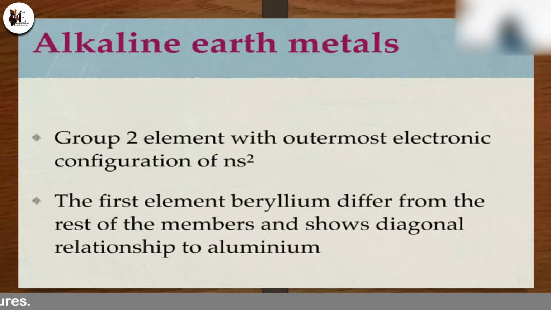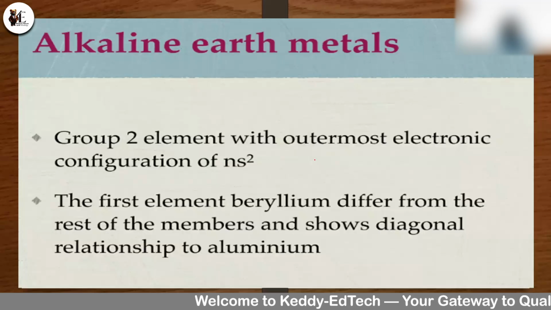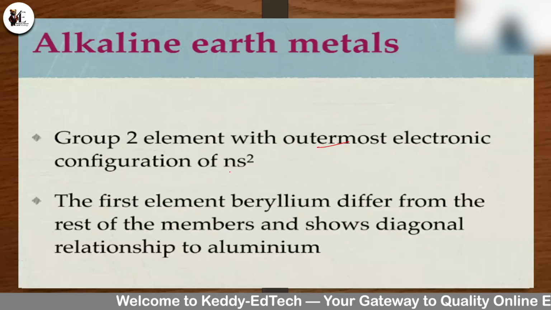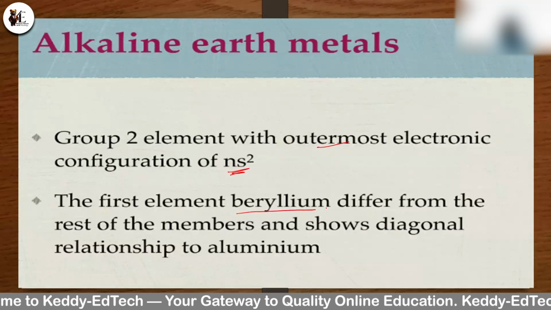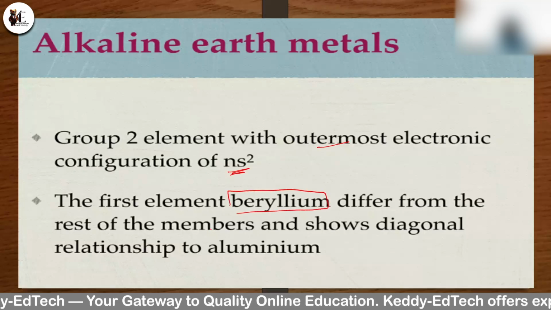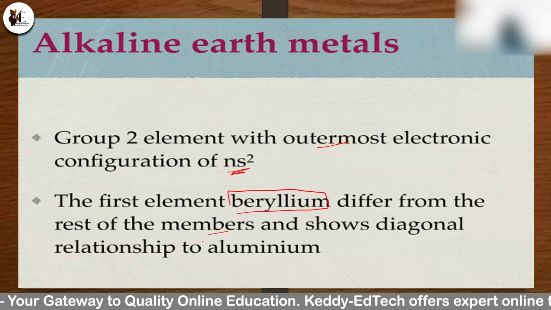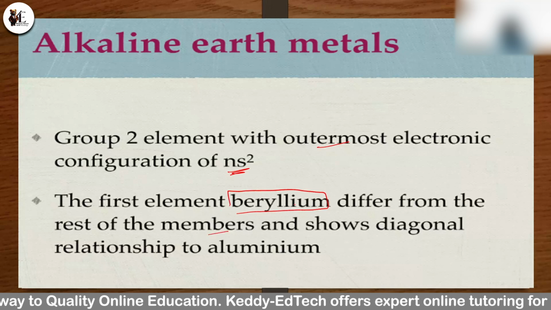If we talk about alkaline earth metals, then they are group 2 elements with outermost electron. How do you define alkaline earth metals? So this is the definition: they are group 2 elements with outermost electronic configuration of ns2. And the first element, beryllium, differs from the rest of the members and shows a diagonal relationship to aluminium.